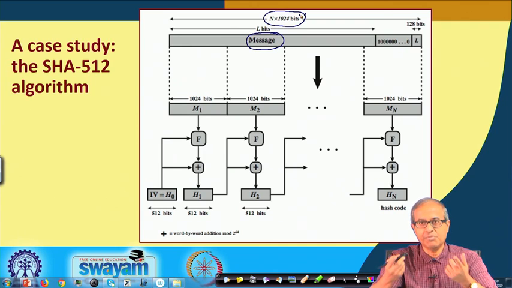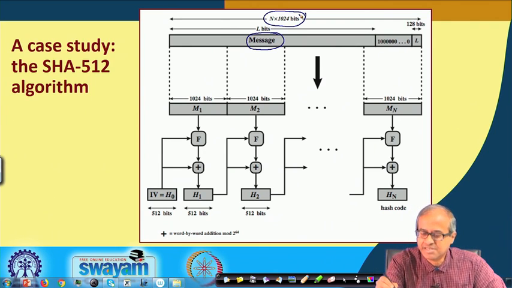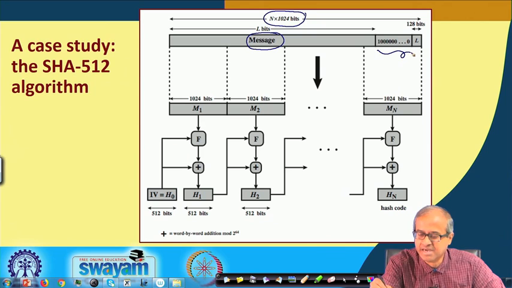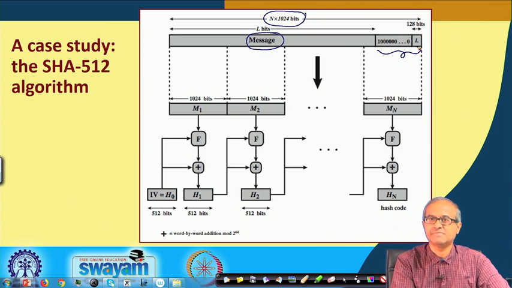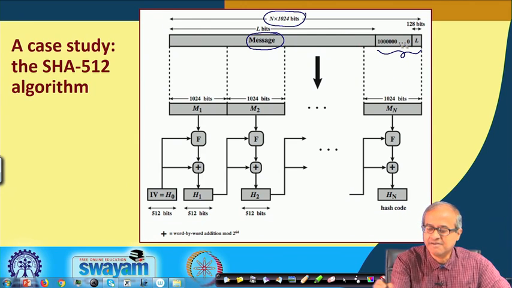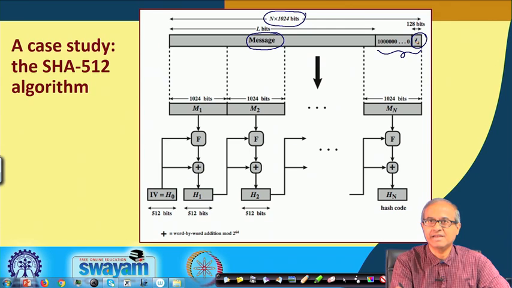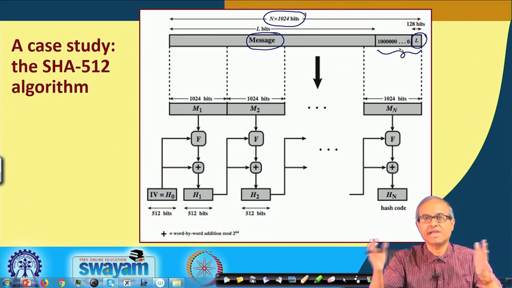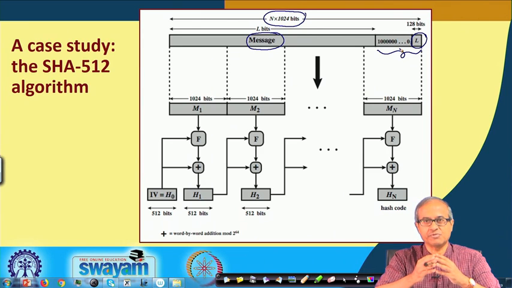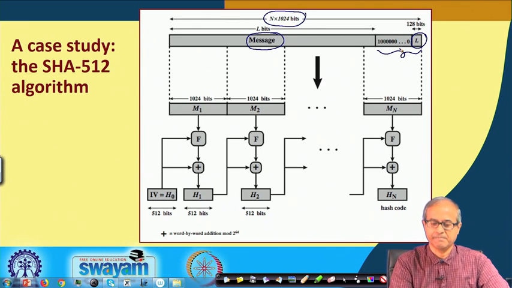So, if it is not a multiple of 1024, then some additional pad bits are added. What does the pad contain? It contains first the length of the message at the end, L. It contains the value of L, how many bits were in the original message, and then the pad consists of a single 1 followed by all zeros. You do it to make the whole thing a multiple of 1024. Okay? Fine.